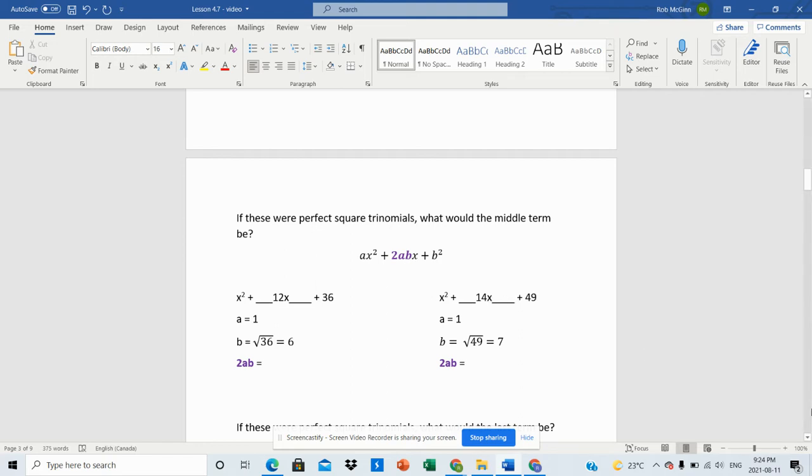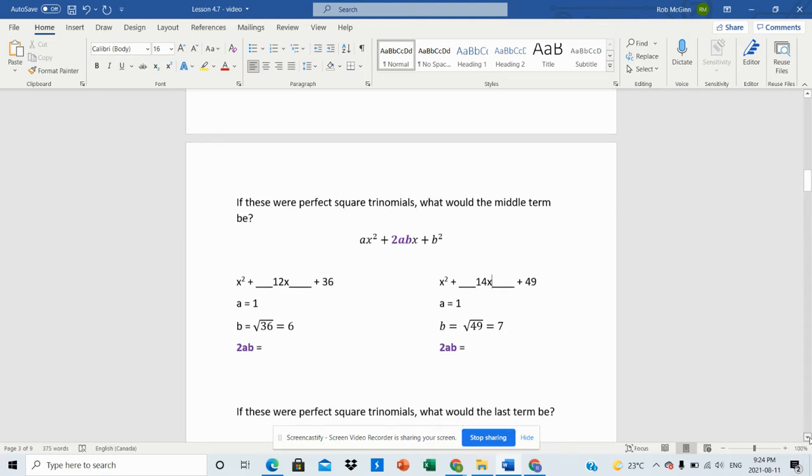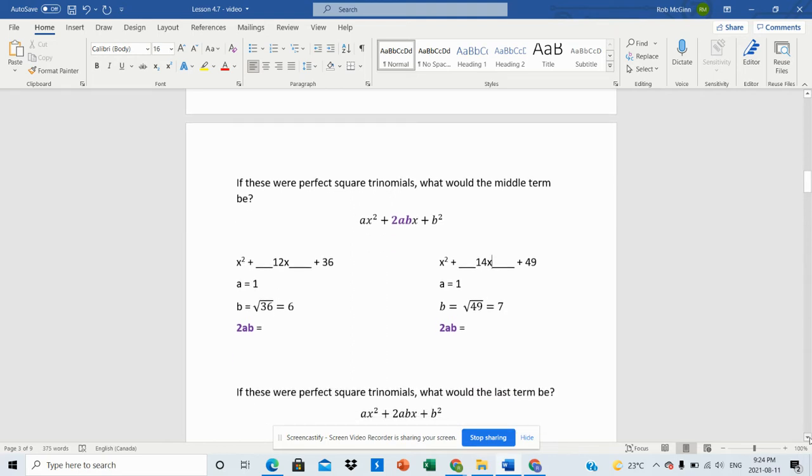All right. So we've used that formula to find the middle term. Well, what if we want to find the last term instead? If these were perfect square trinomials, what would be the last term? We're going to use ax squared plus 2abx plus b squared to help us find that.